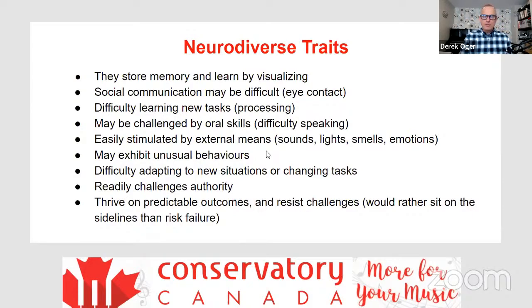Difficulty adapting to new situations or changing tasks, especially those that are unpredictable. That's something that's bound to set off a neurodiverse person in certain environments, and something I'll talk a little bit about later here. Readily challenges authority. If they're feeling like something's not right in their world, they will challenge the people with authority. They don't just listen to authority. They take charge of situations, which is really great, actually. They thrive on predictable outcomes and resist challenges. And I put here, they would rather sit on the sidelines than risk failure sometimes.